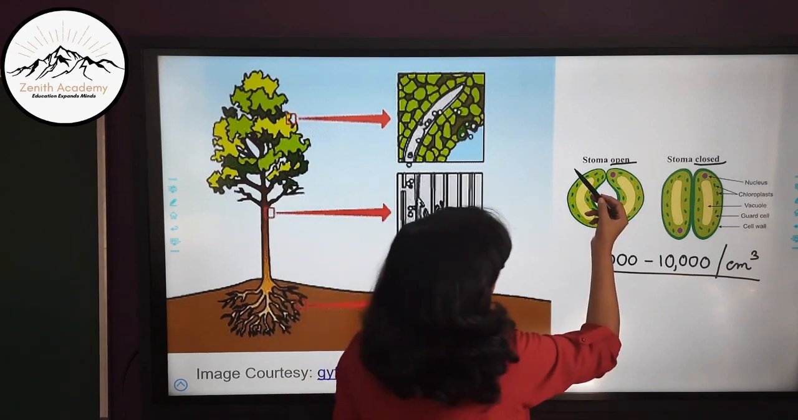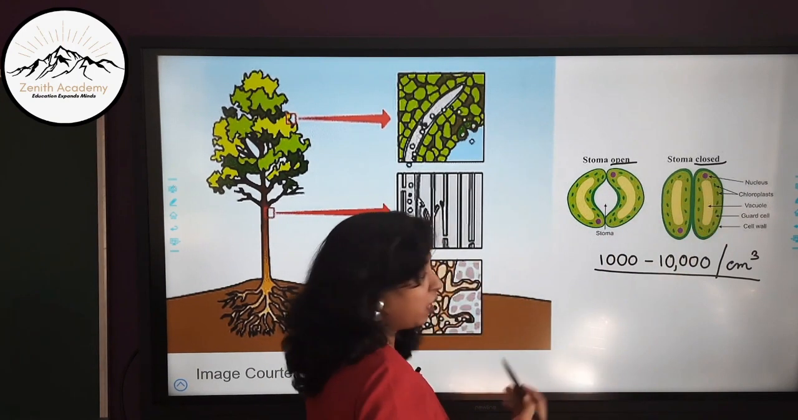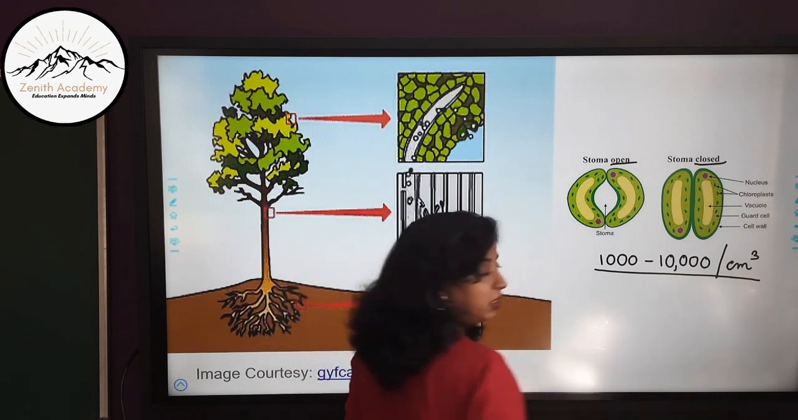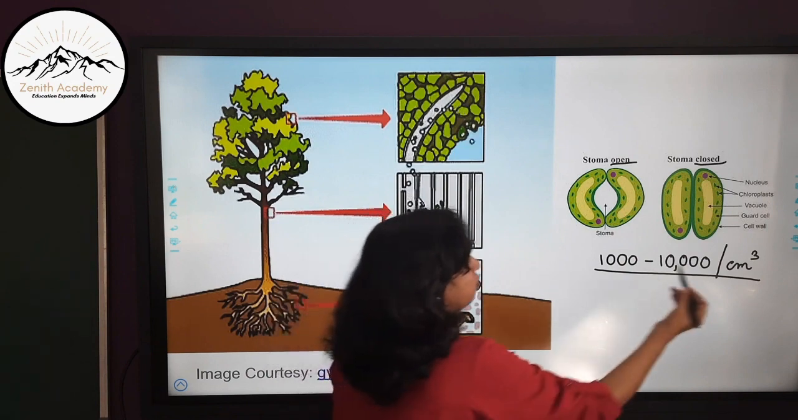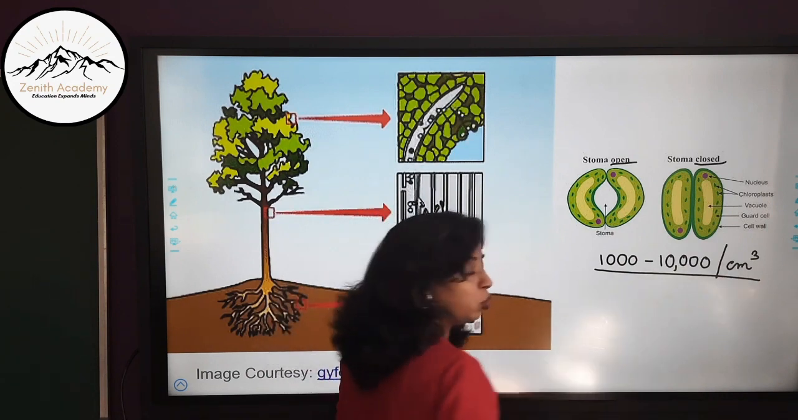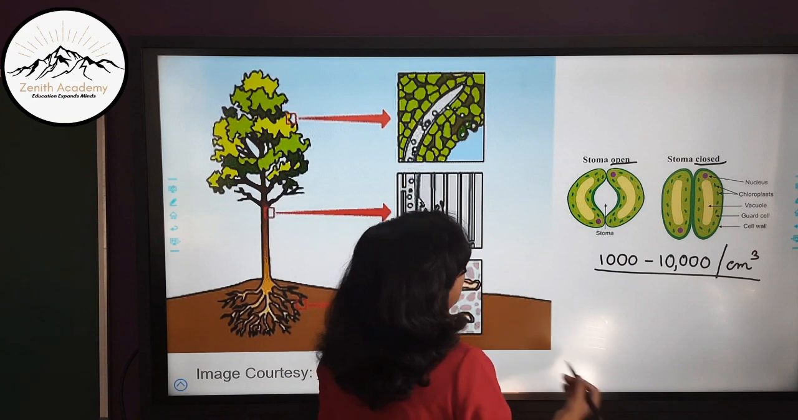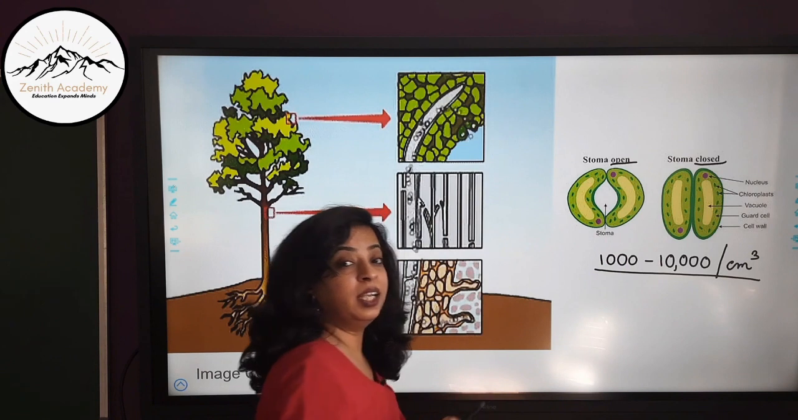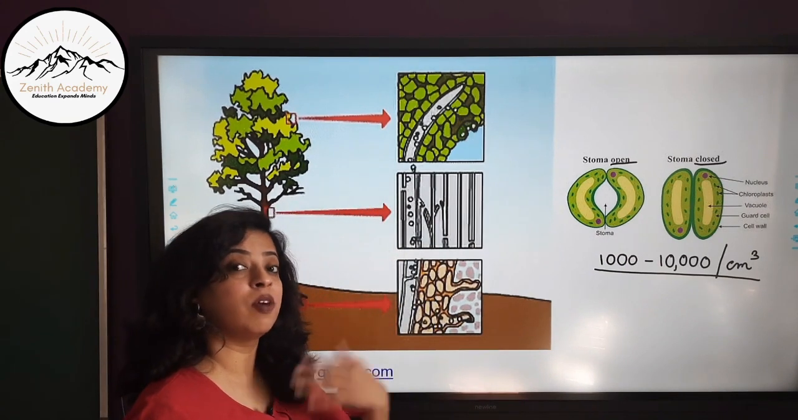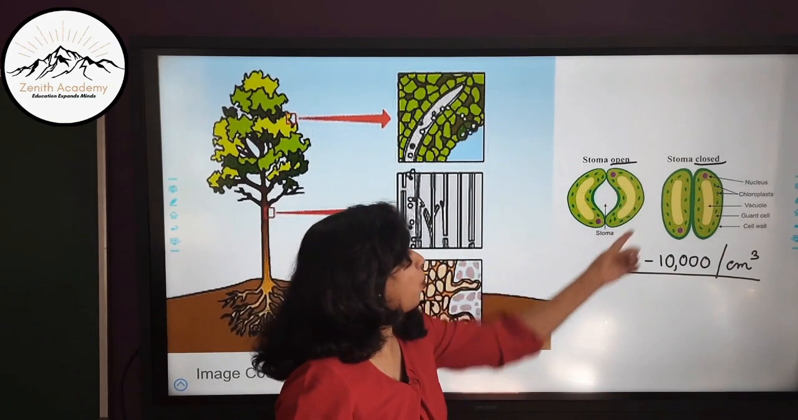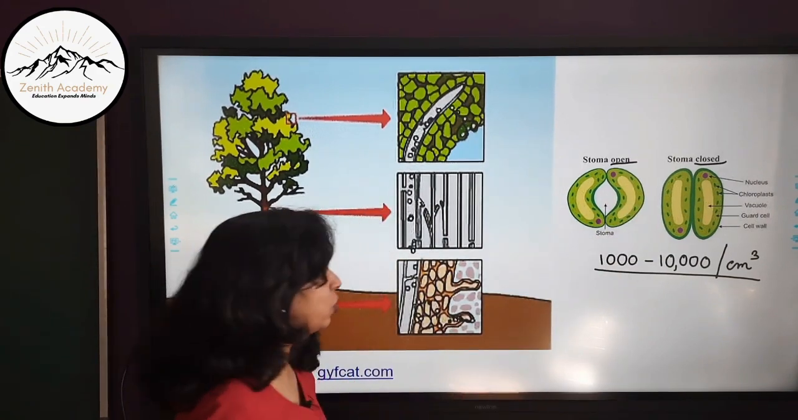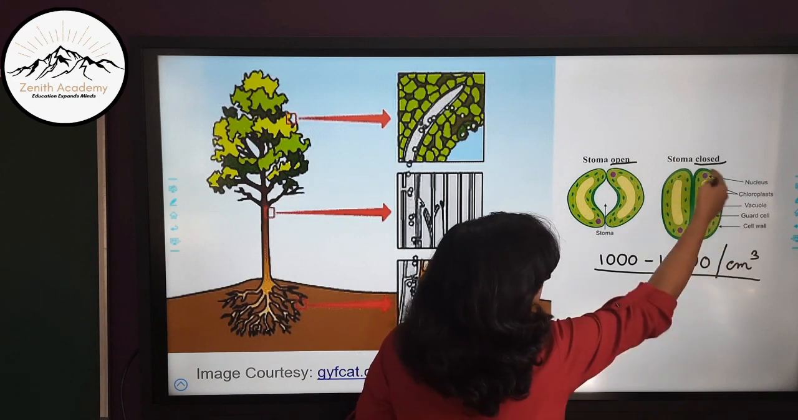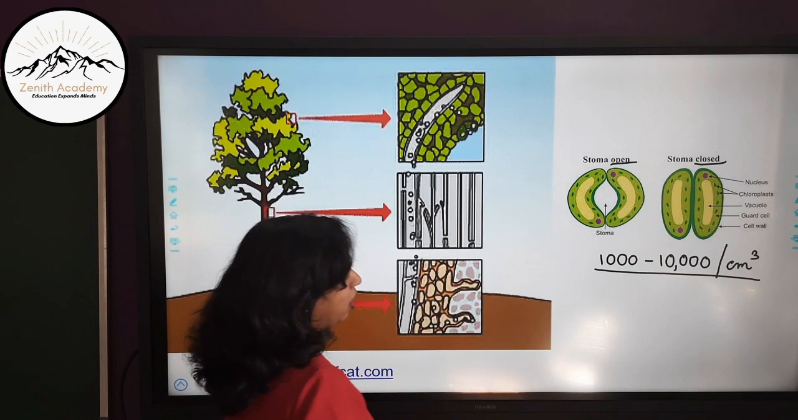So here you can see an open stoma and a closed stoma. There are around 1000 to 10,000 stomata per cubic centimeter. So in 1 cubic centimeter of leaf there are around 1000 to 10,000 stomata. Now these stomata open during the daytime mostly for the intake of CO2 and release of oxygen, and when they are open the exchange of water also takes place. Now the stoma is made up of 2 guard cells. So here you can see 2 bean shaped cells. These are called guard cells.